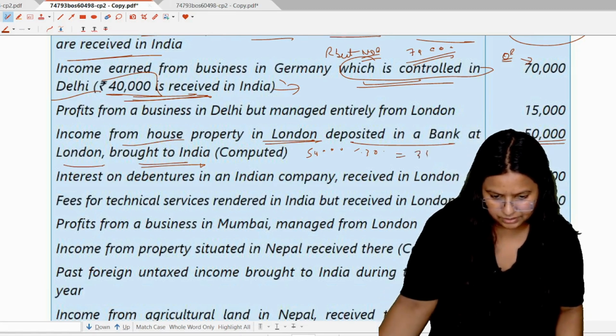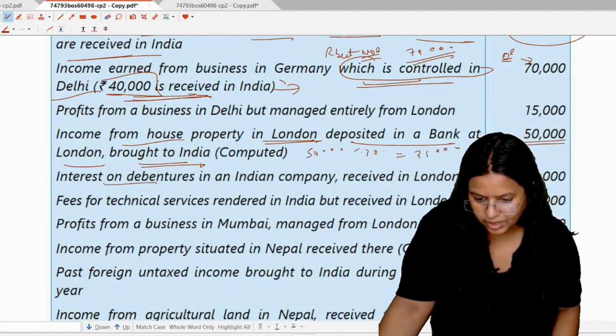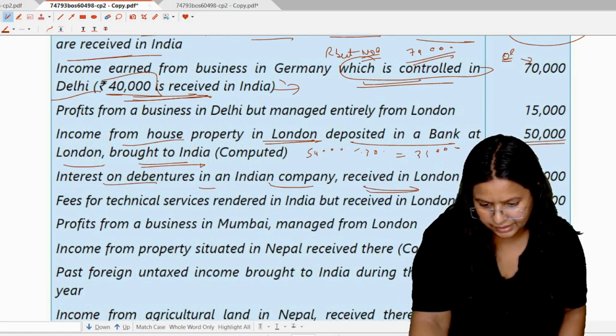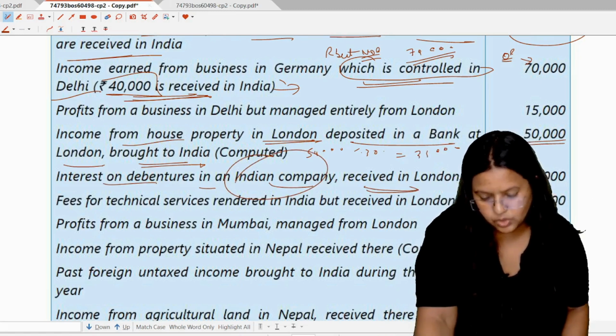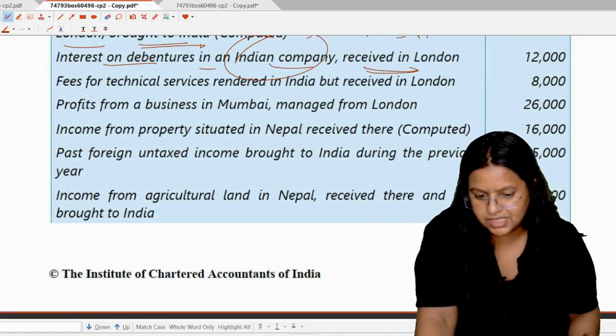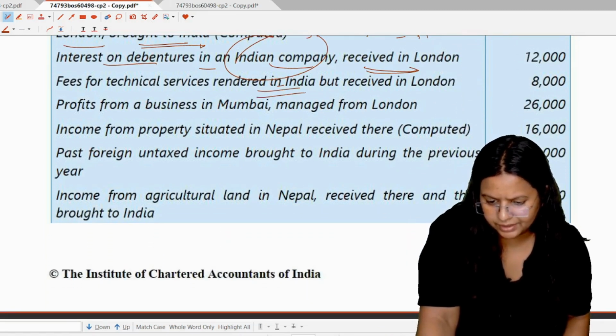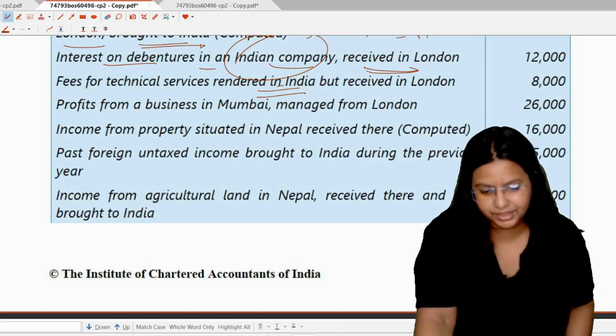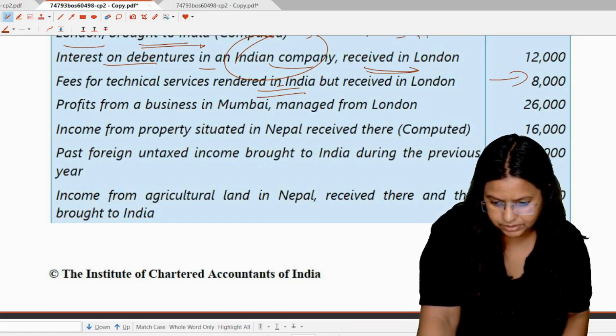35,000 will be taxable. Interest on debentures in an Indian company received in London. Again, in an Indian company, so 12,000 is taxable for all the persons. Fee for technical services rendered in India but received in London. Again, rendered in India, accrual point in India. So taxable for all the persons.